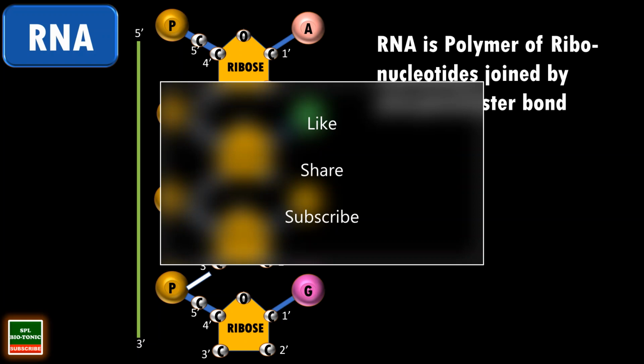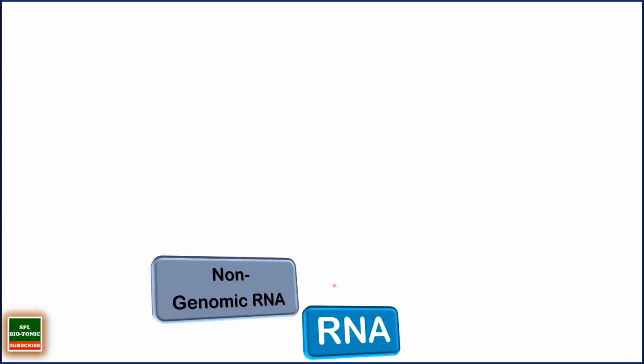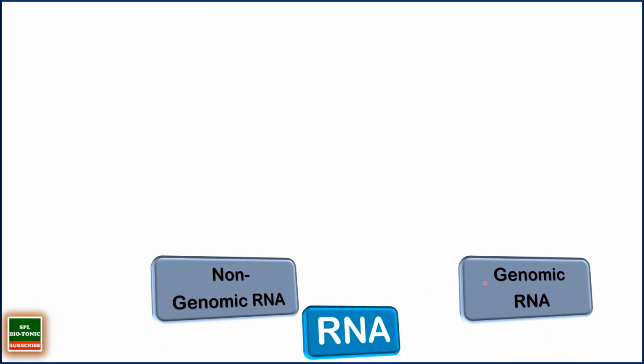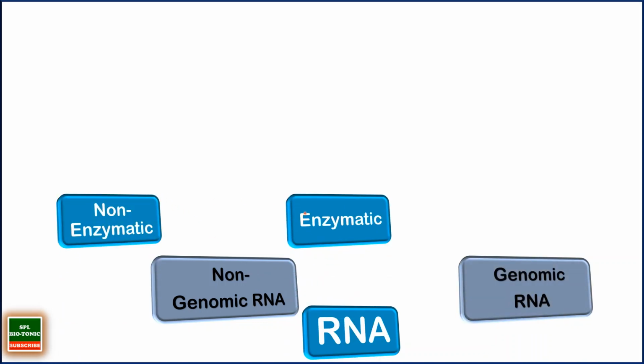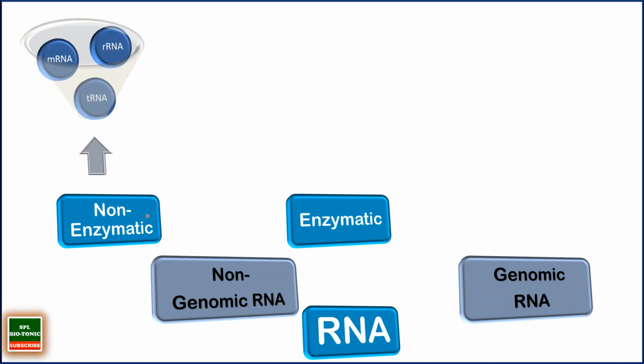Students, there are two types of RNA. One is non-genomic RNA and second is genomic RNA. In case of non-genomic RNA, it doesn't act as genetic material, whereas genomic RNA acts as genetic material in case of retroviruses. This non-genomic RNA is divided into two types, non-enzymatic and enzymatic. Non-enzymatic are of three types: messenger RNA, that is mRNA, ribosomal RNA, that is rRNA, and tRNA stands for transfer RNA.